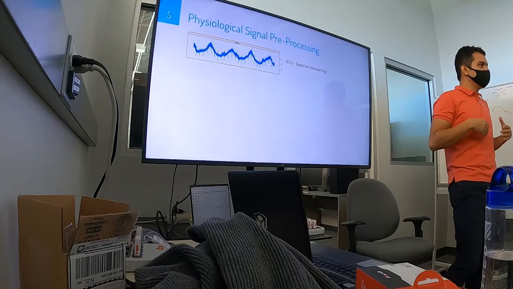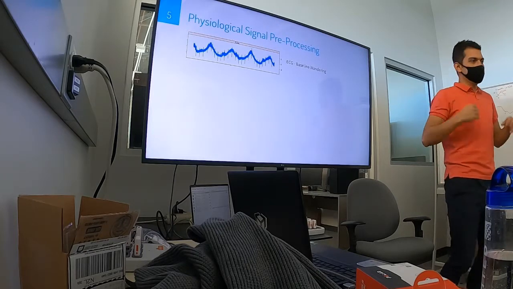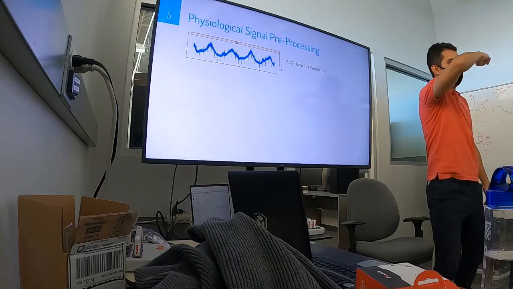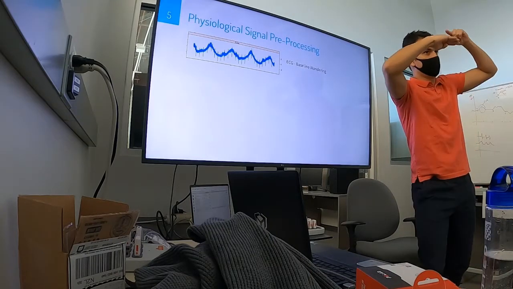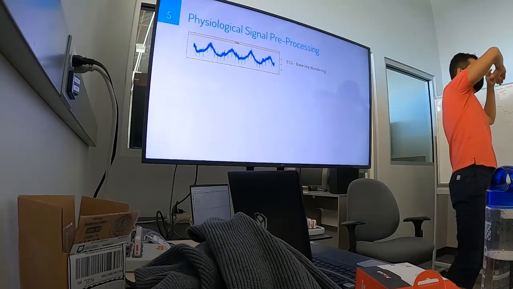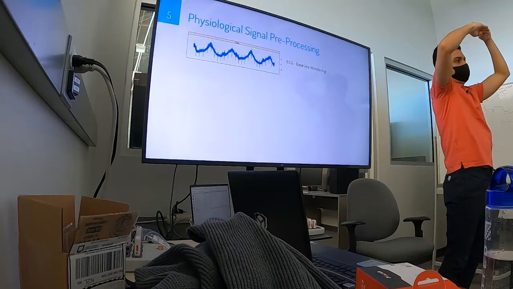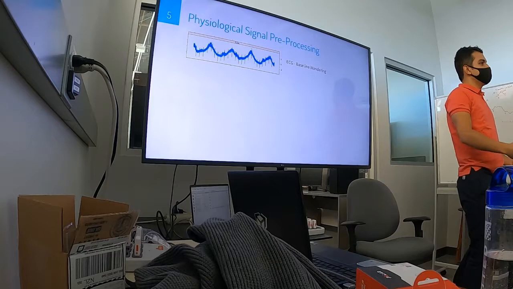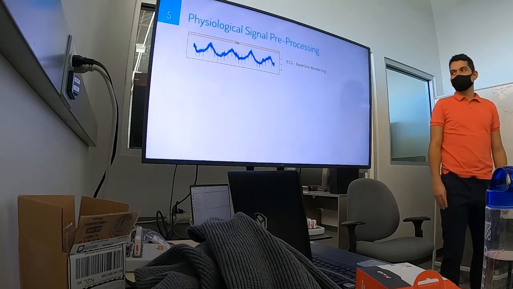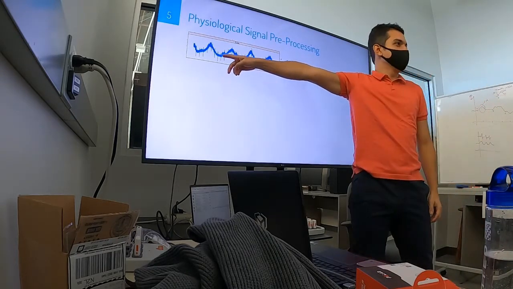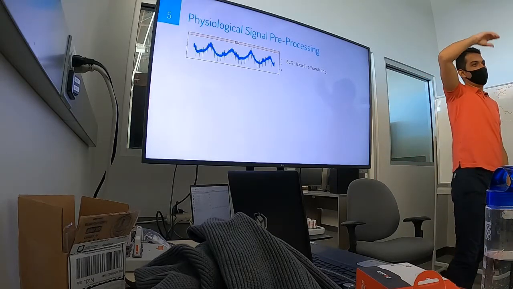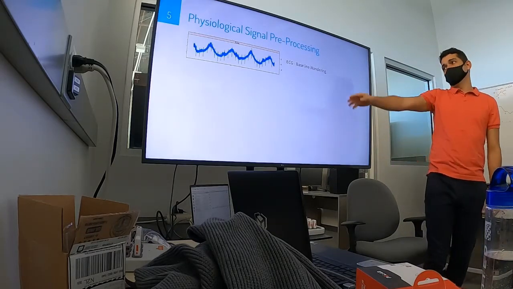Suddenly when you start moving, when you start doing exercise with the ECG, you will start seeing that instead of getting a fixed ECG like this, the ECG is actually moving. That phenomenon is called baseline wandering, and it happens a lot when you are doing exercise during ECG, and you will see the signal like this.